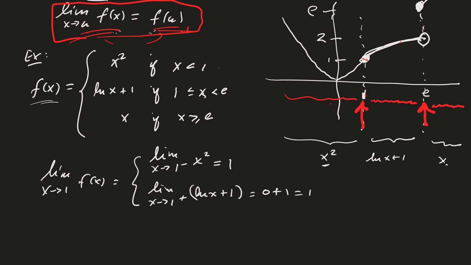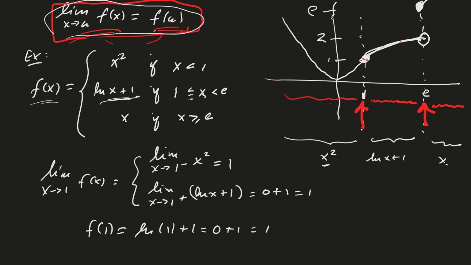Okay, and then finally, what is f of 1? F of 1 is equal to, use this version, so that's natural log of 1 plus 1, which is 0 plus 1 equals 1. So in this case, we checked by definition that the function was continuous at x equals 1.